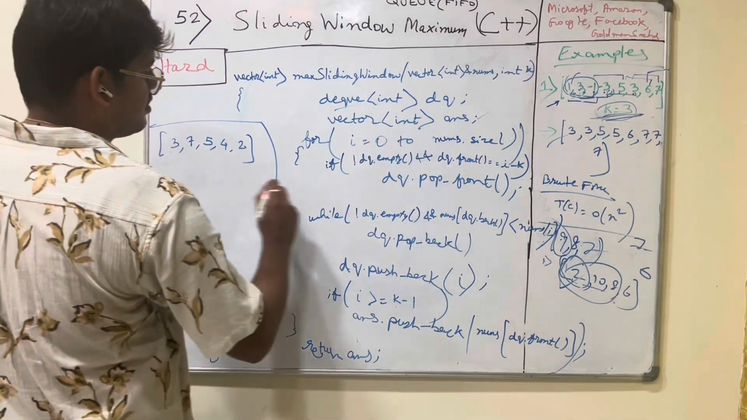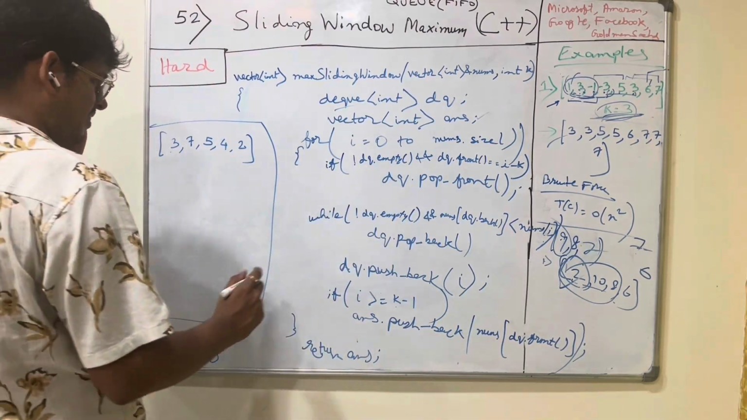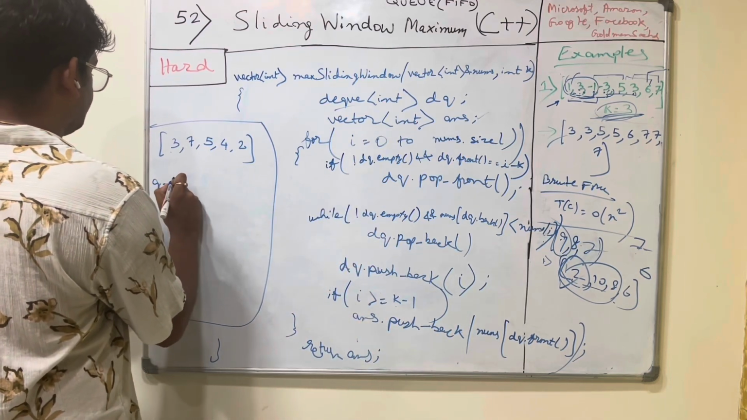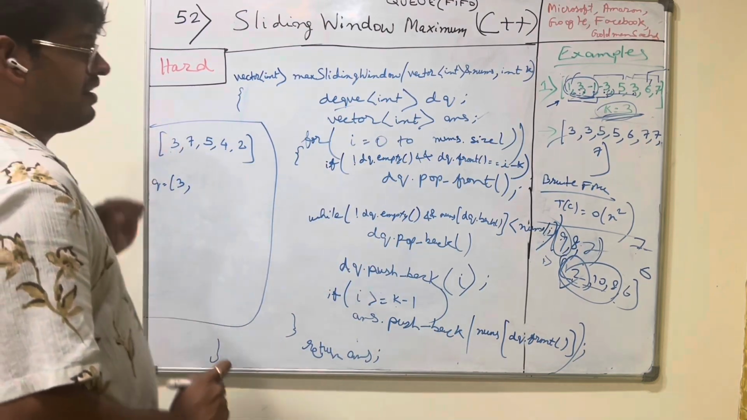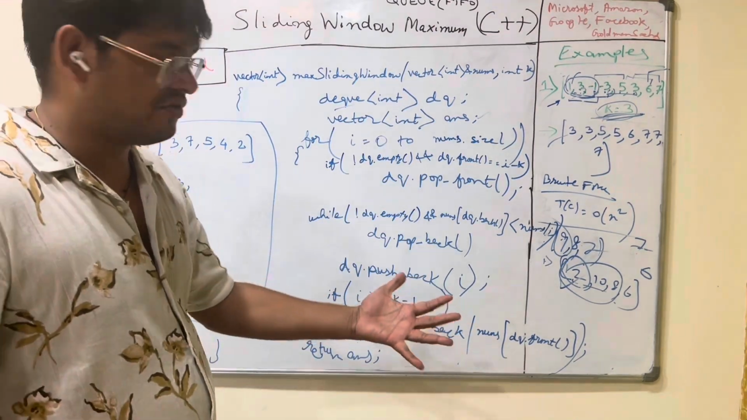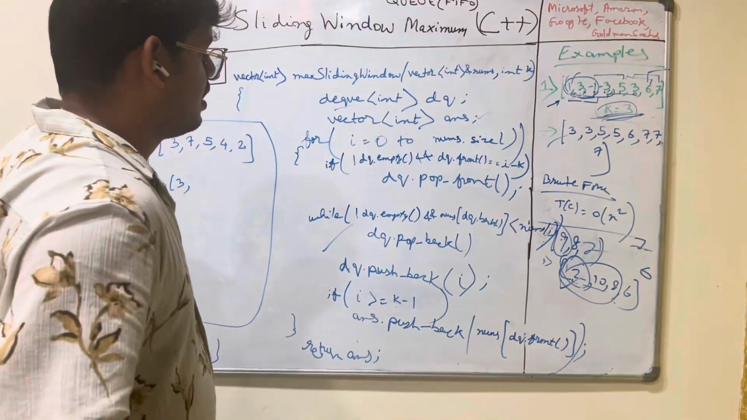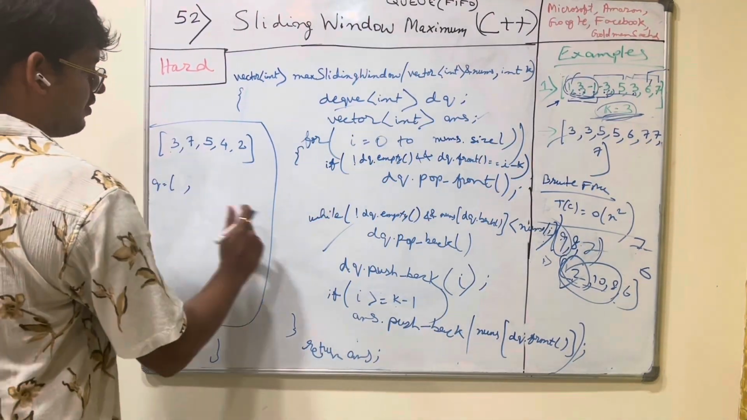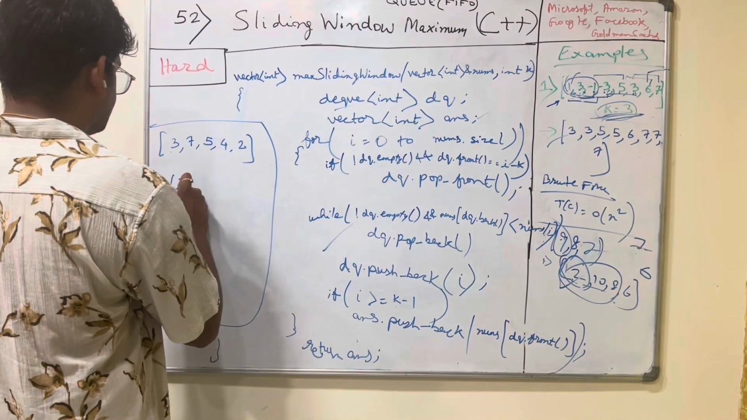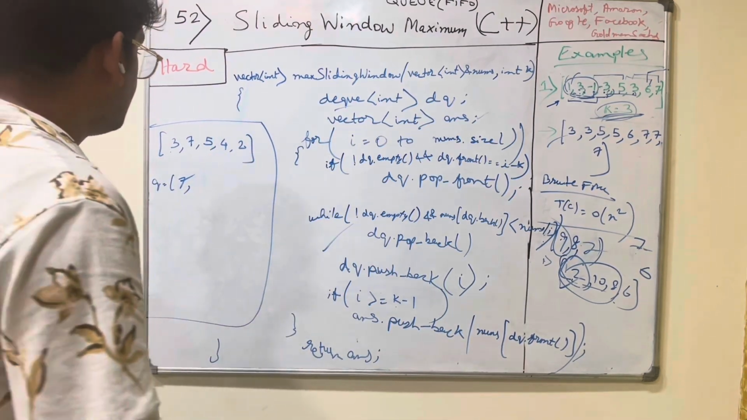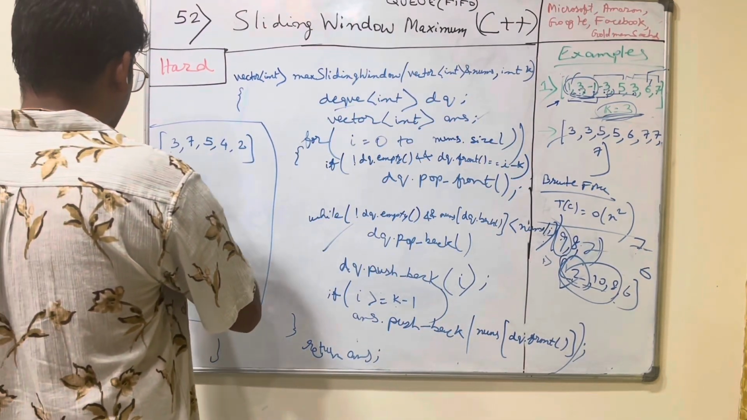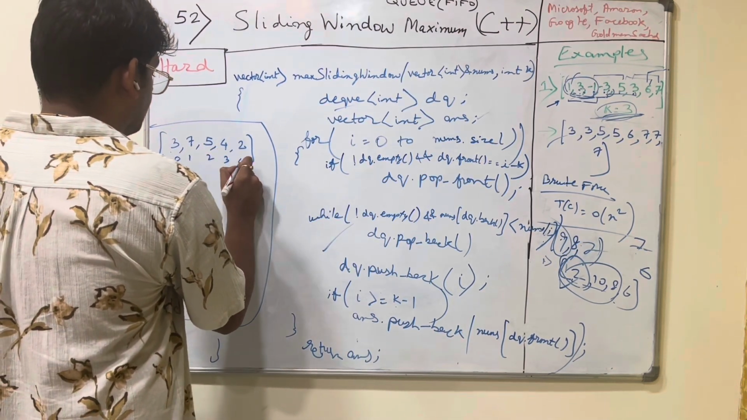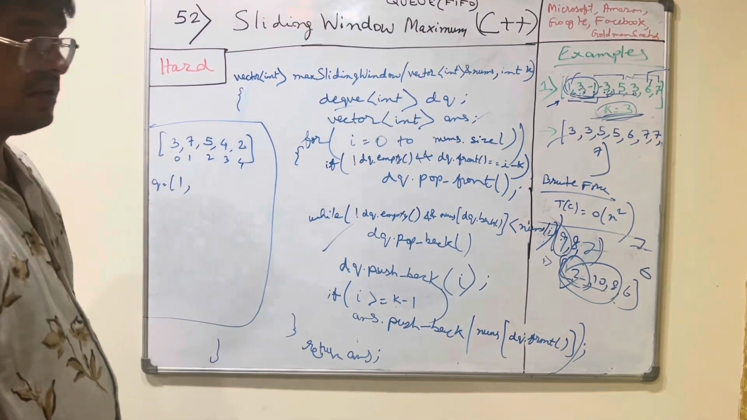In the beginning when 3 comes, we push it to the queue. So in the queue we have 3 now. When 7 comes, since 7 is greater than 3, this condition holds, so we will pop out 3 and keep 7. Since the queue is empty now, we will insert 7. Actually 7 is not inserted, we inserted the position, 0, 1, 2, 3, 4. So 1 has been inserted.